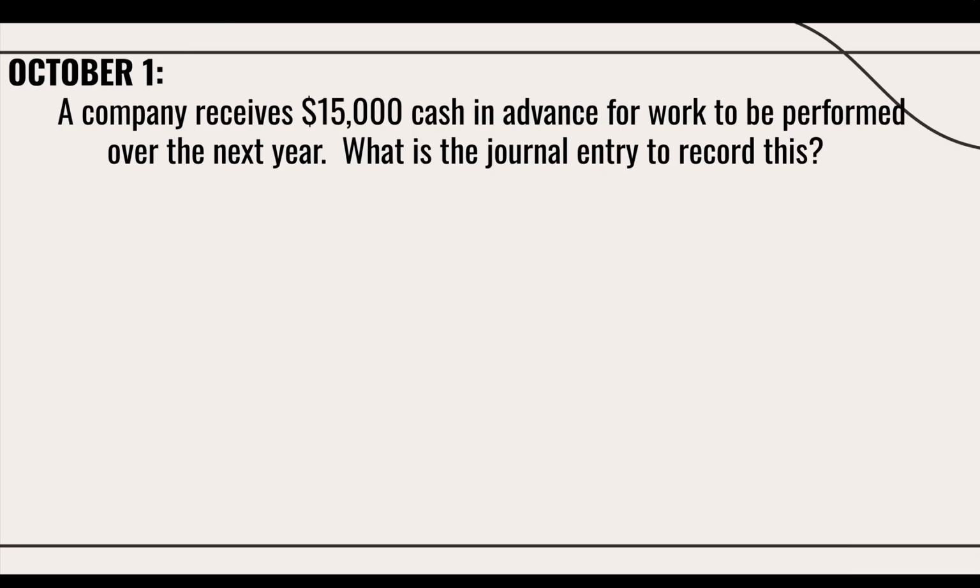So first transaction here, a company receives $15,000 cash in advance for work to be performed over the next year. What is the journal entry to record this? All right, I'm going to go ahead and pause it right now, give you a second.